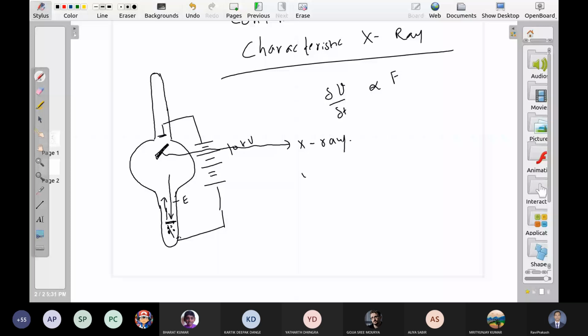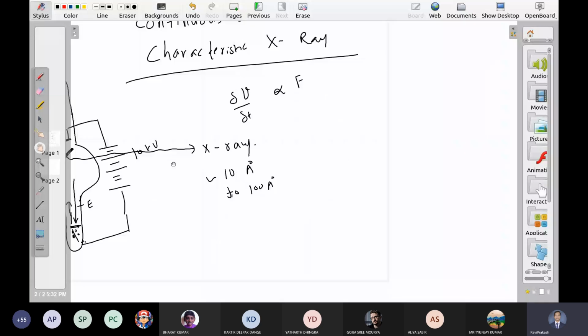So first thing, this is not monochromatic. It is not that only one wavelength will come out from here. We get a mixture of wavelengths in this process, and this mixture is not uniformly distributed. Means if I plot wavelength versus intensity corresponding to a particular wavelength, lambda versus intensity of wavelength, I get a graph like this.